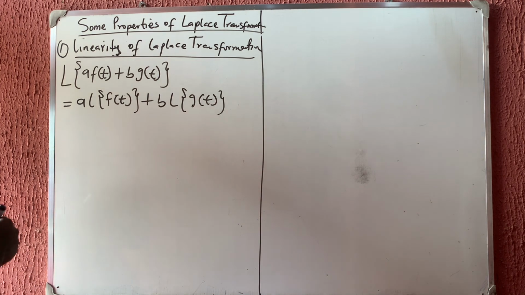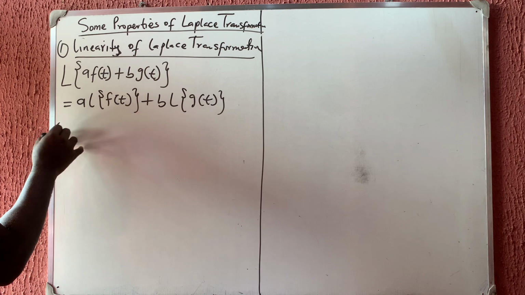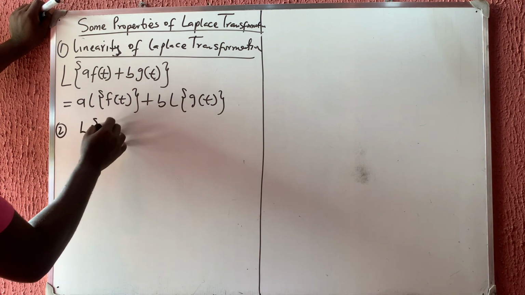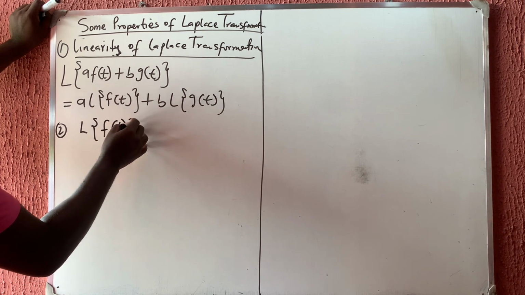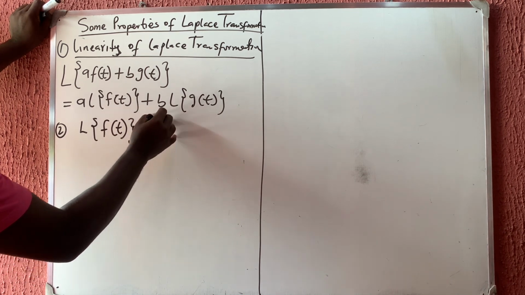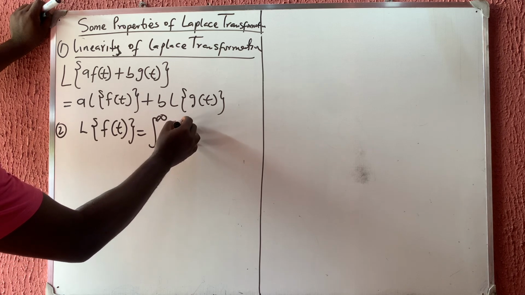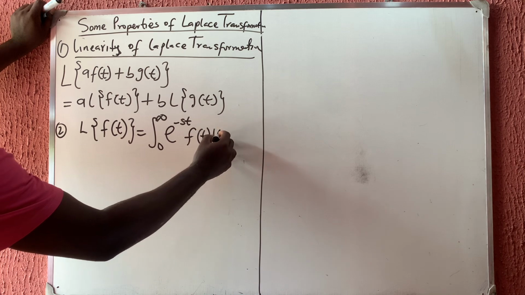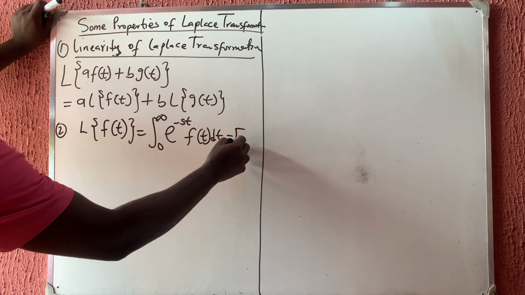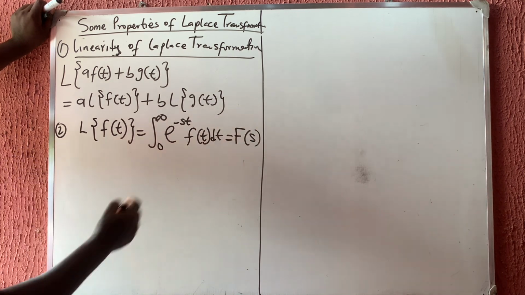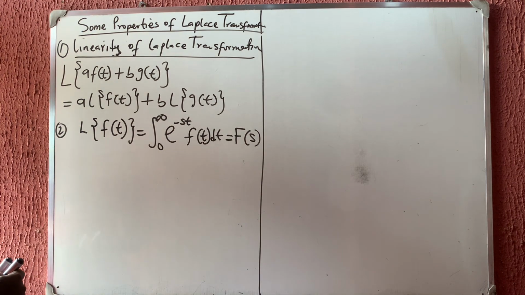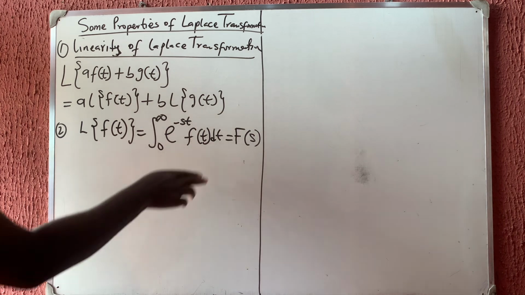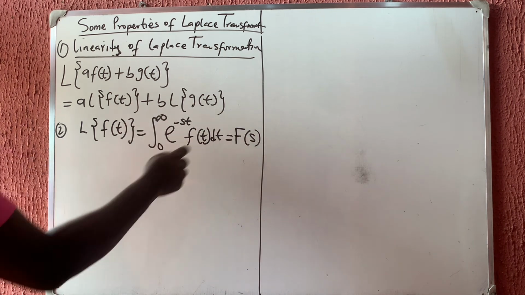Now the second one, and a very important one you need to know, is that the Laplace transformation of f of t is equal to the integral from 0 to infinity of e raised to power minus st, then f of t dt, which we call capital letter F of s. It's always a function of s. The Laplace transformation is always a function of s.